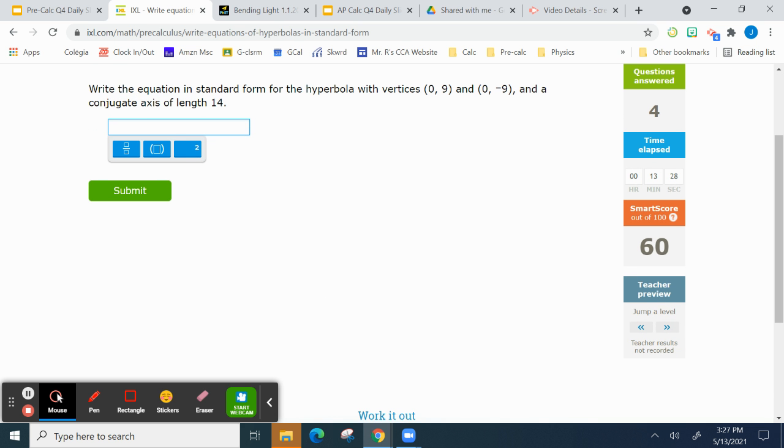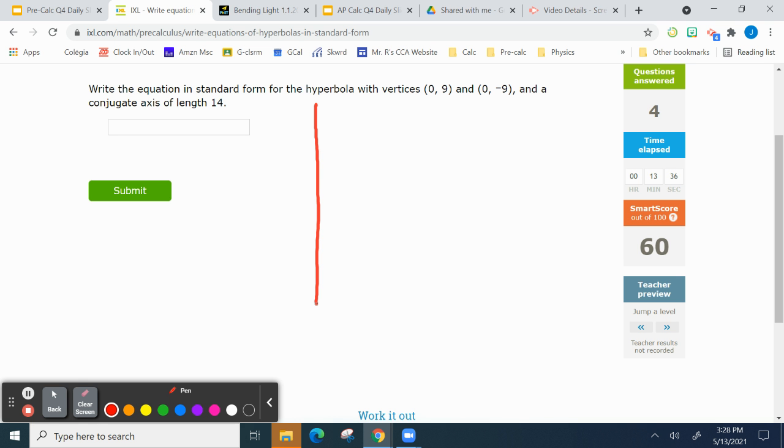What is the equation in standard form? Okay, so now we have to, again, I just can't stress enough, just draw it out, right? I probably won't take this problem all the way because I want to try and start keeping these videos shorter. So vertices, 0, 9, we'll stick that about there. And 0, -9, so that's down there, right? And a conjugate axis with a length of 14.